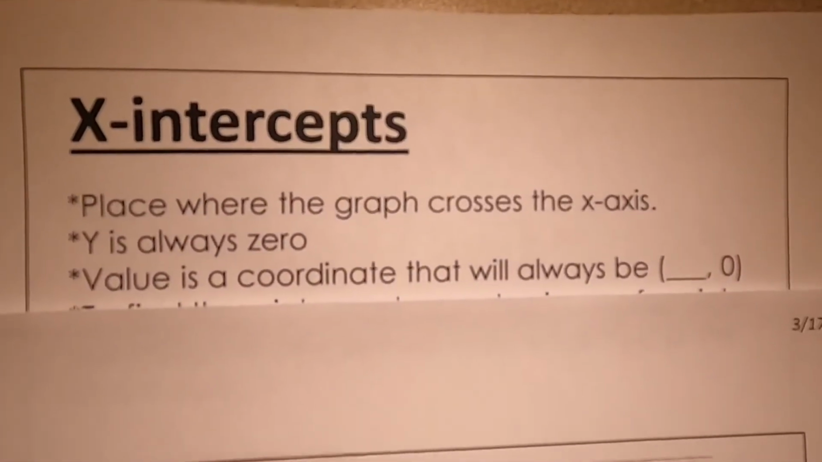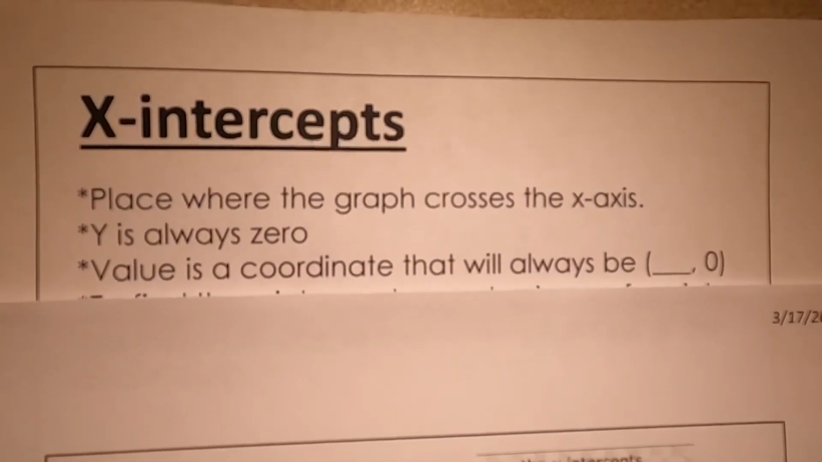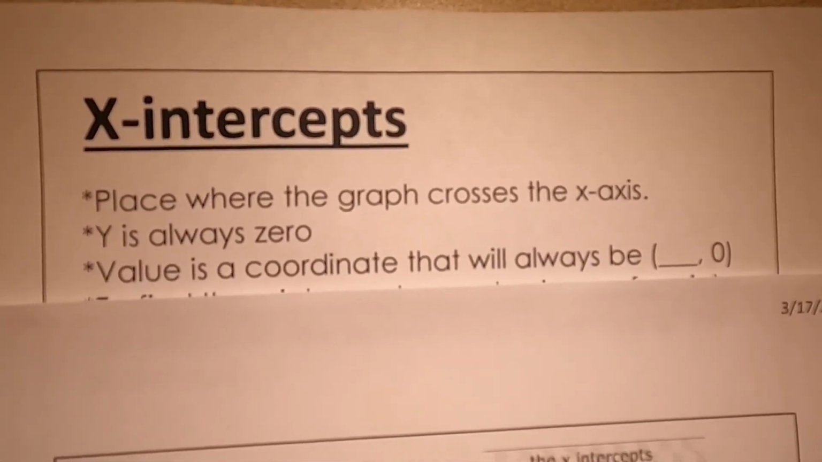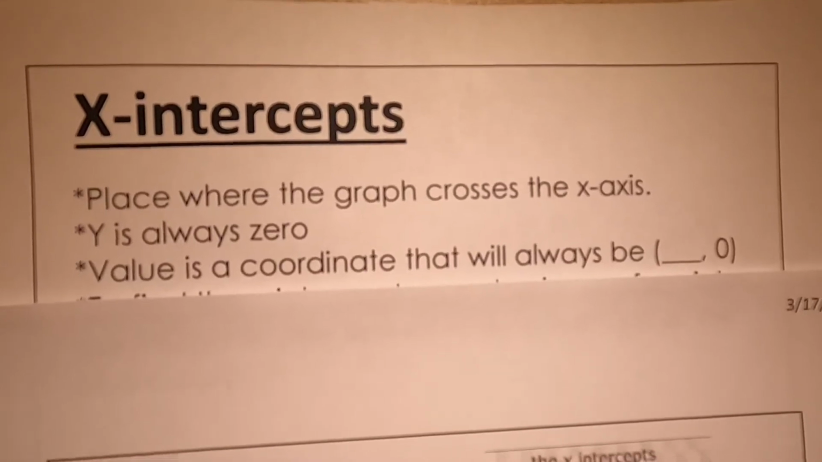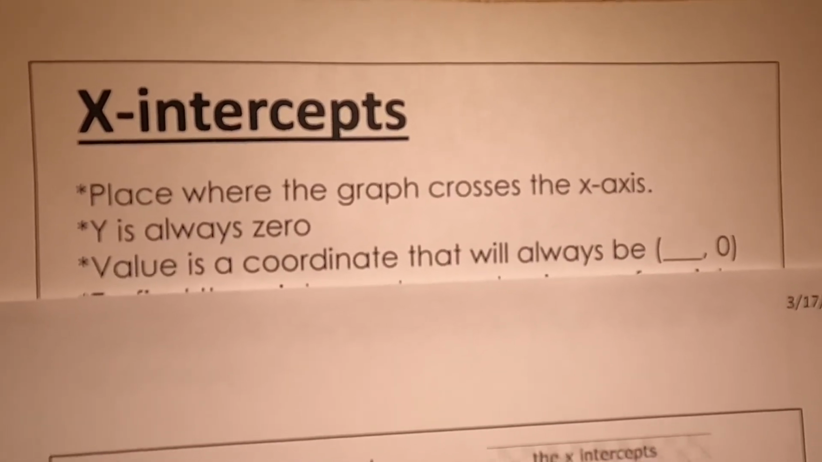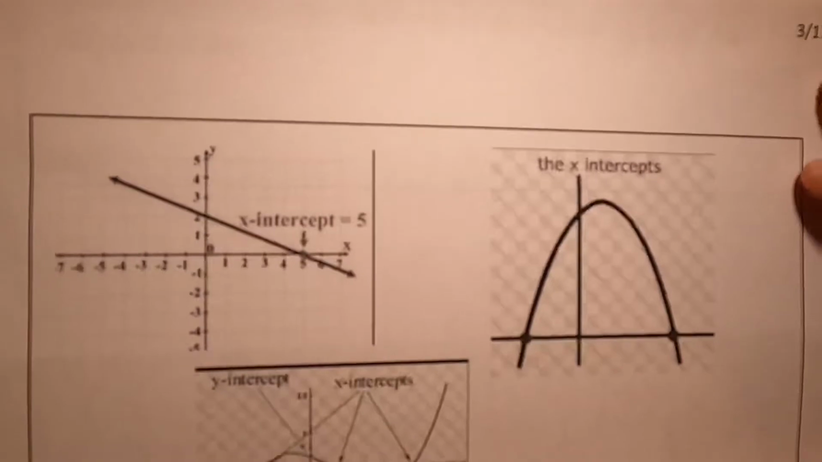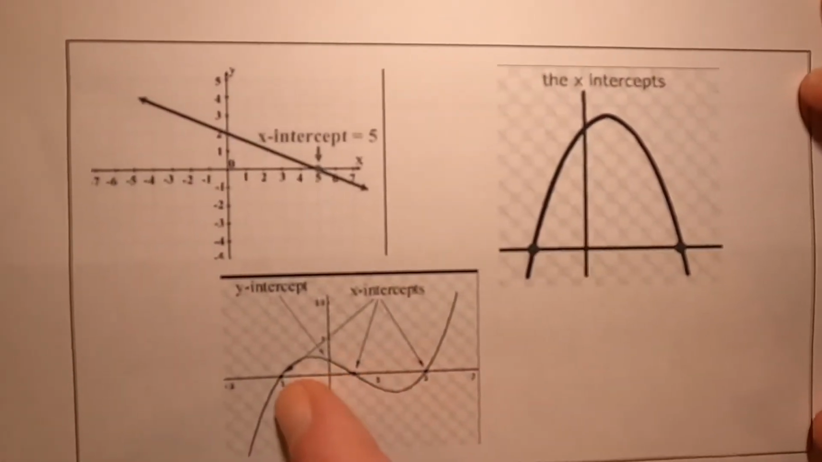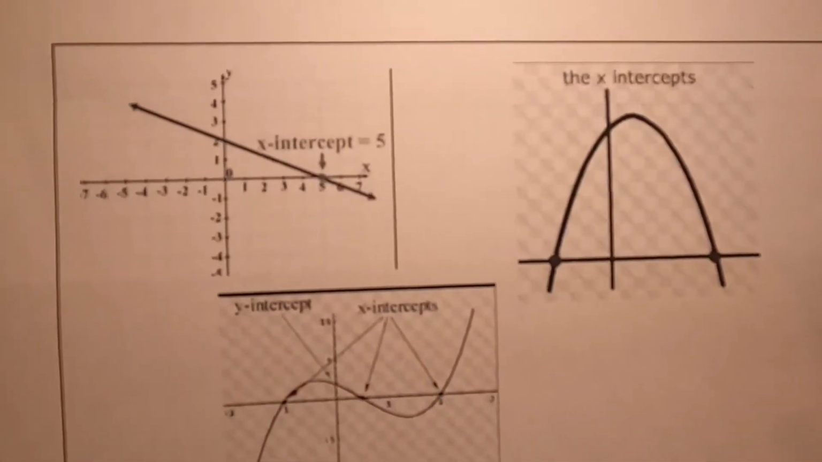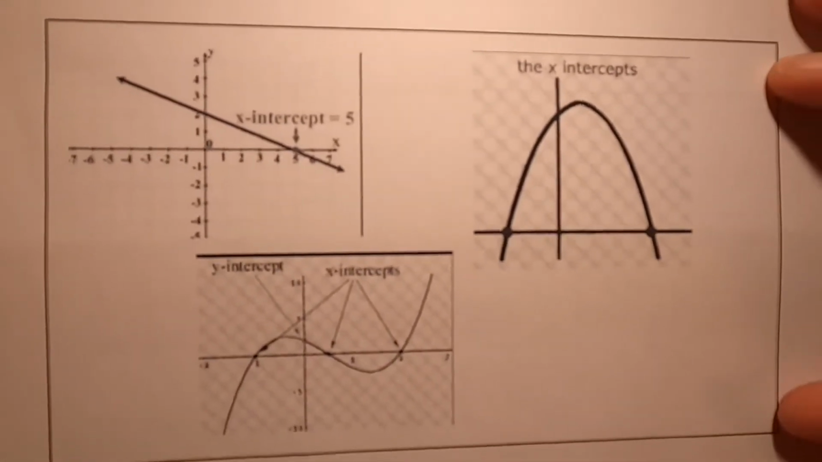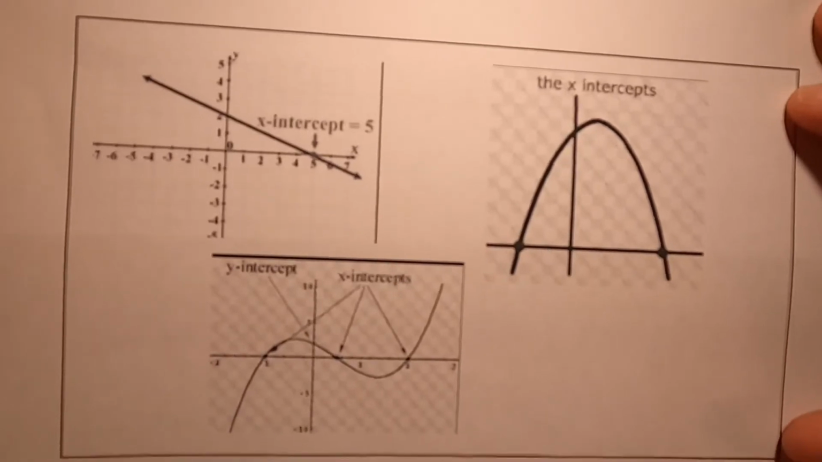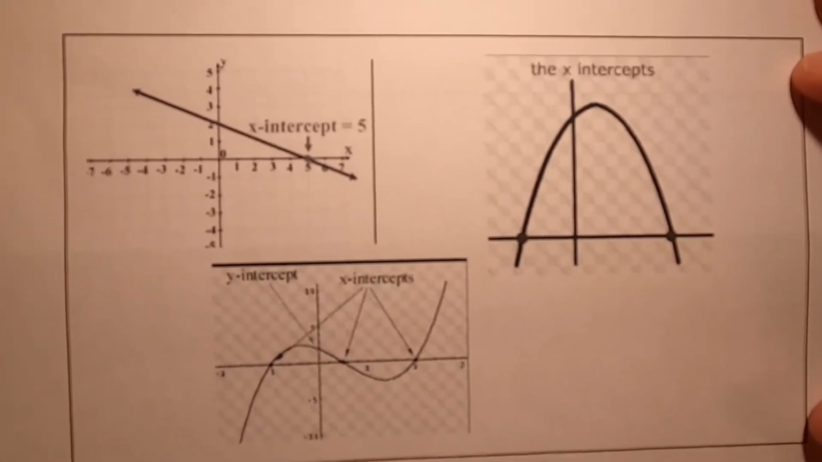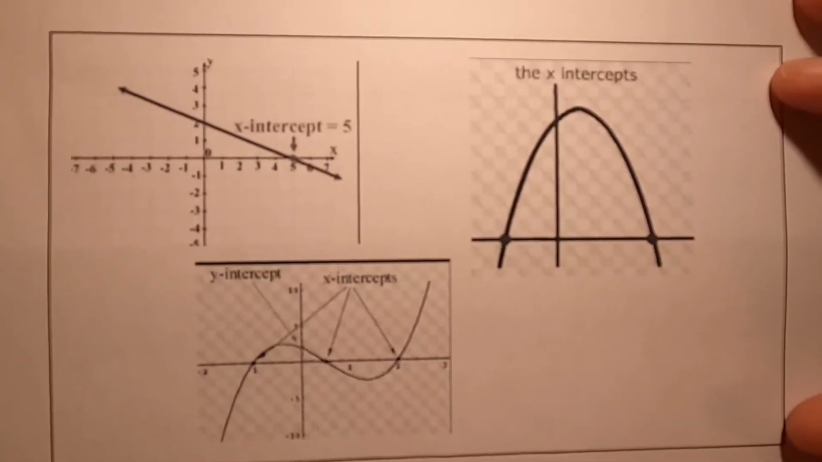In general, the x-intercept, as you've come to know, is the place where the graph crosses the x-axis. Y is always 0, and the value is still, again, a coordinate. Here are some basic examples of when you've had x-intercepts before. You've had x-intercepts here, here, and here. Remember, x-intercepts have 4 names: solutions, roots, x-intercepts, and zeros. Those are all common terms that you've used when you found x-intercepts.